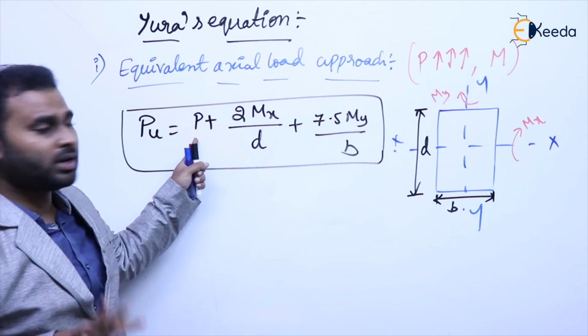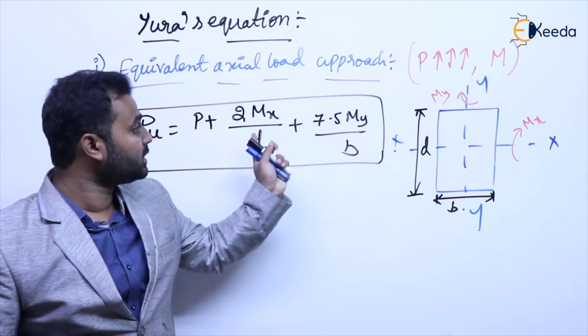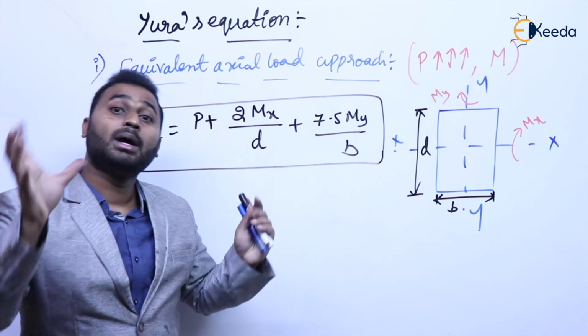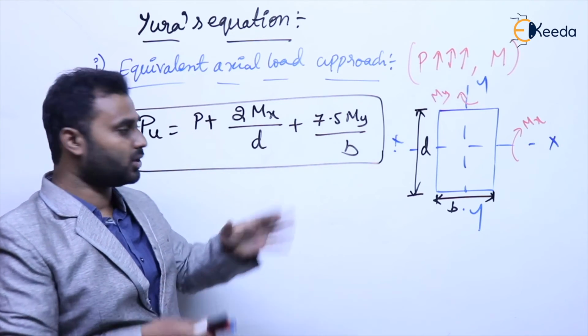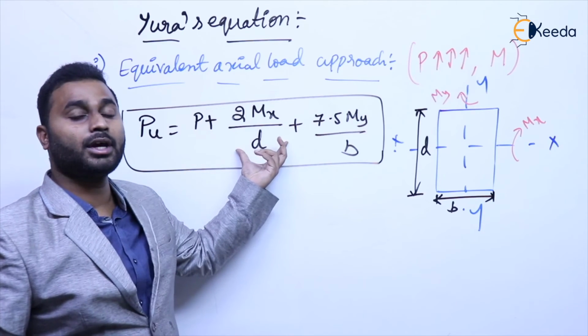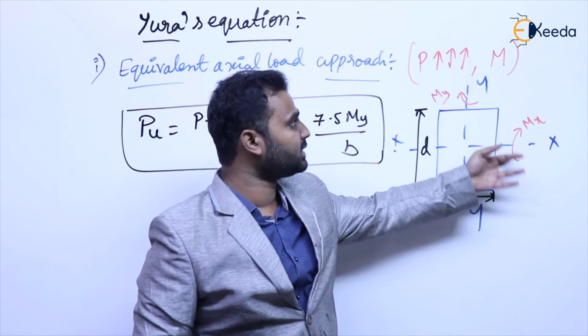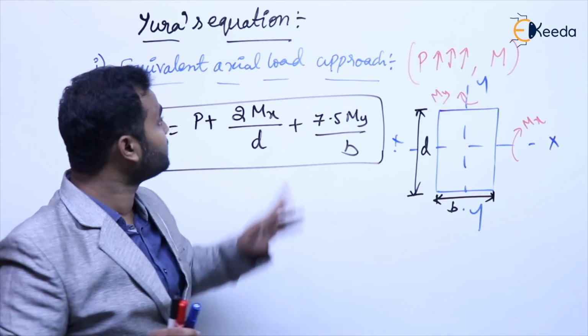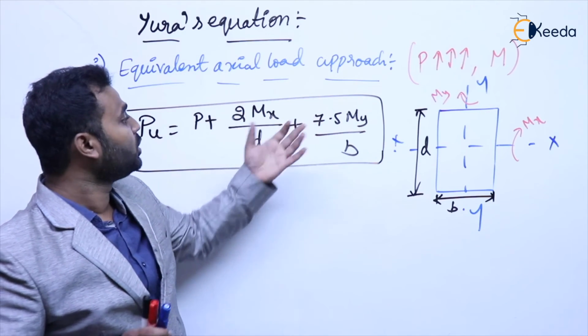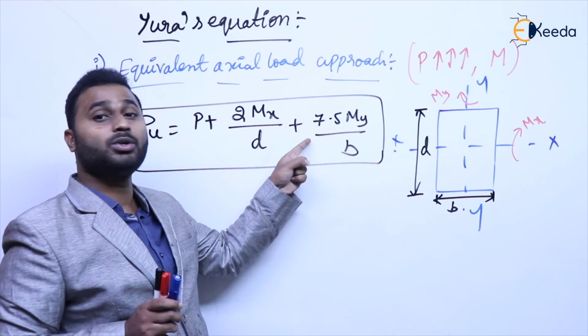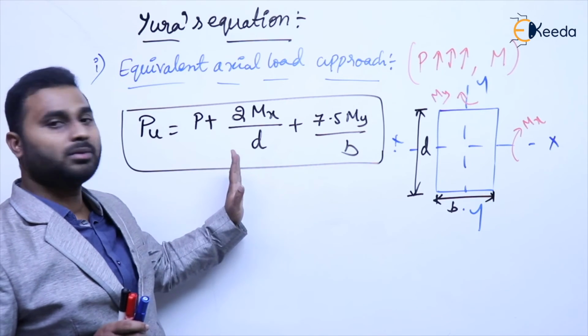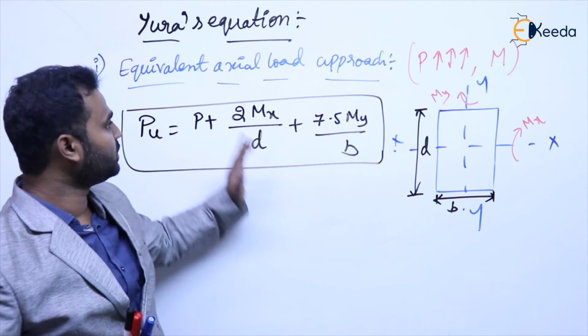In this formula we have taken into account the biaxial bending case, that is, bending moment along both axes, x and y. What we are doing in this equivalent axial load approach is converting the moments into load by this formula. Basically this is an approximate formula. So this is the first approach.